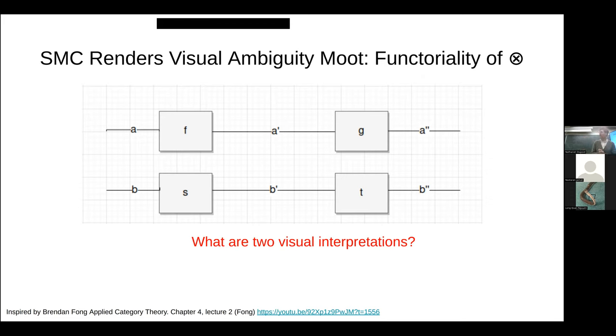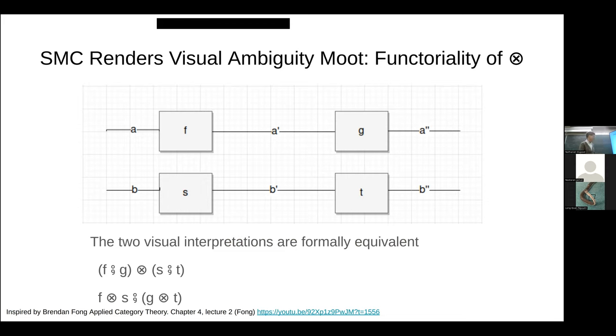And what's another interpretation? We can compose first and then tensor. What would compose and then tensor be like? F compose G, tensor S compose T. That's exactly right. Those are two alternative ways. One is F compose G in sequence, tensor, because it's in parallel with S compose T. That's perfectly consistent, perfectly reasonable.